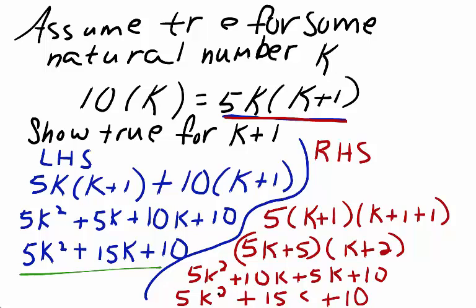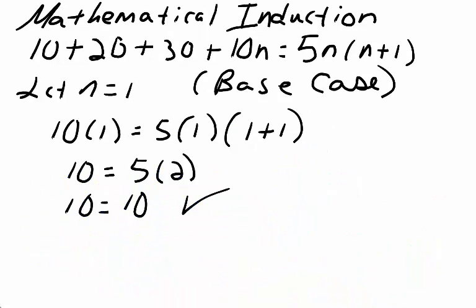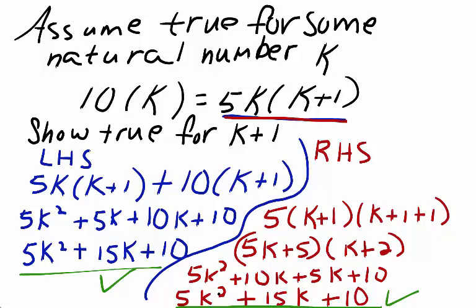Now we see that the left-hand side and the right-hand side of our equation are equivalent. Therefore, we have proven that our original statement, 10 plus 20 plus 30 plus ... plus 10n equals 5n times n plus 1, holds true for all natural numbers n. This concludes our proof.